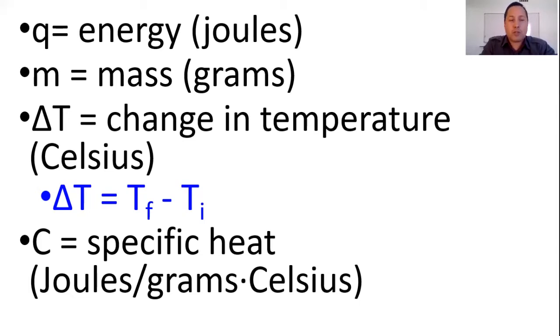All right, the mass is measured in grams. The delta T, the triangle is pronounced delta, it means change in temperature in Celsius. And that is temperature final minus temperature initial. And the last one, C, is called the specific heat, measured in joules per gram times degrees Celsius. All right, so that is our equation.